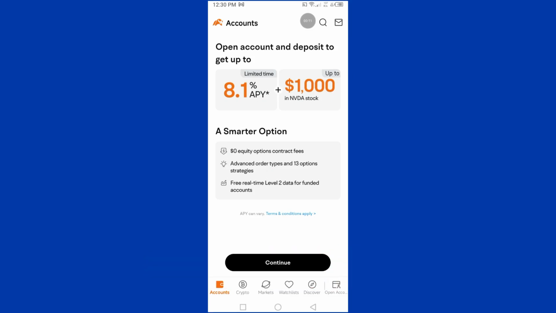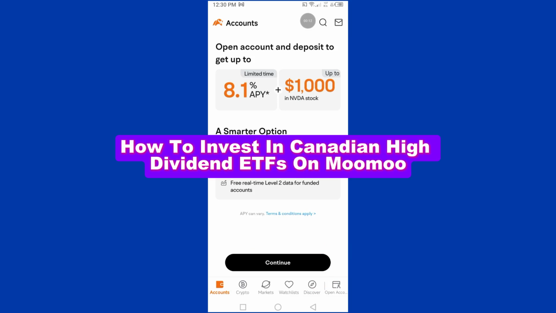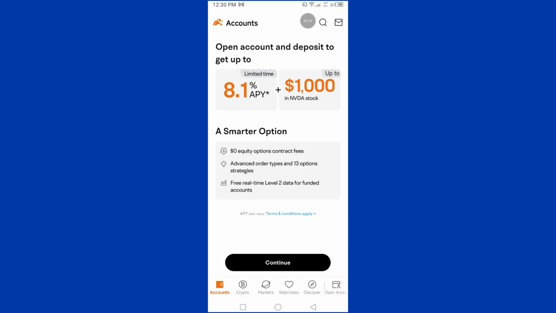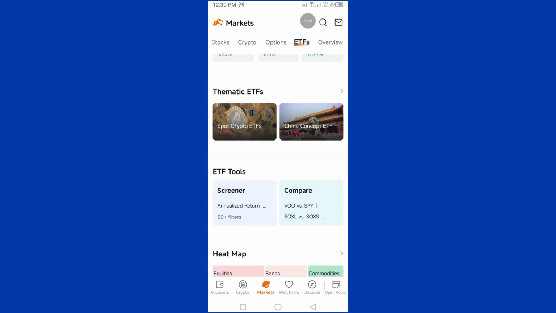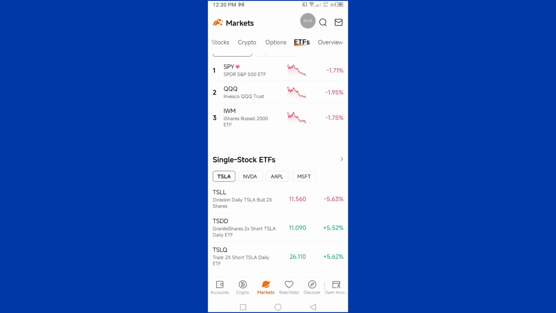In this video, I'll be showing you how to invest in Canadian high dividend ETFs using the Moomoo application. So once I open up Moomoo, I go to the bottom left and press on the Markets icon. Once I'm here, I slide the top bar to where it says ETFs. After that, I scroll down to where it says High Dividend Yields.